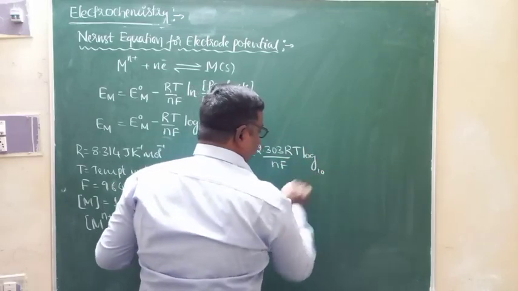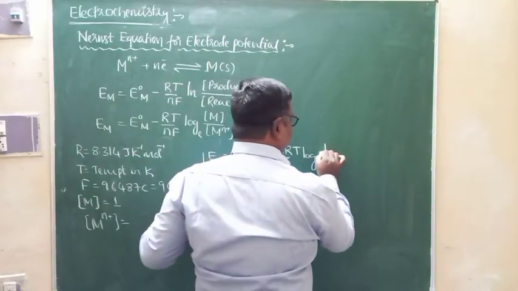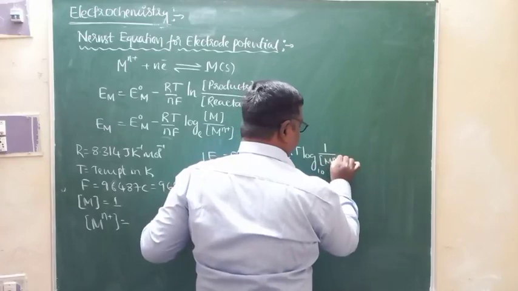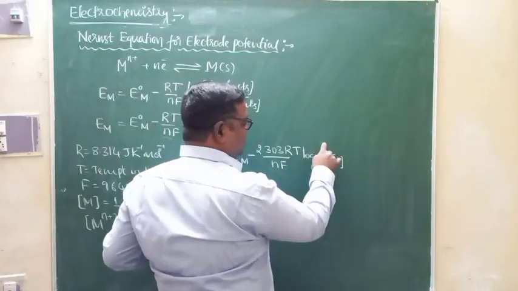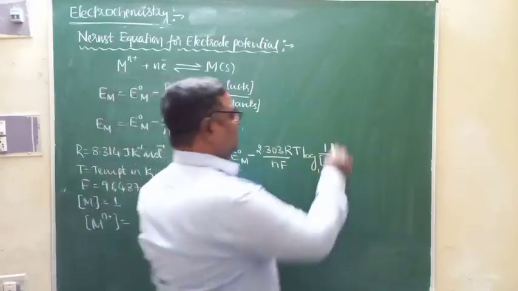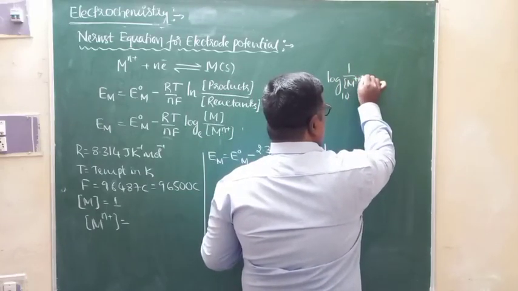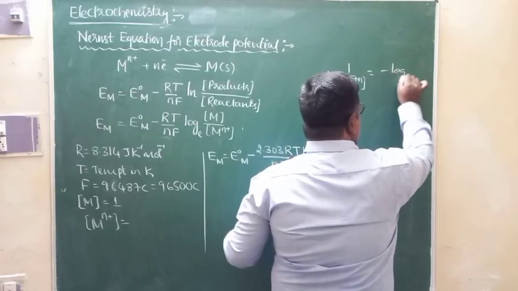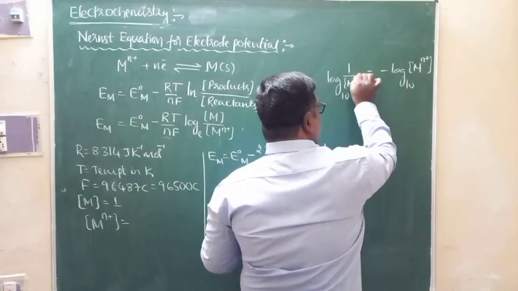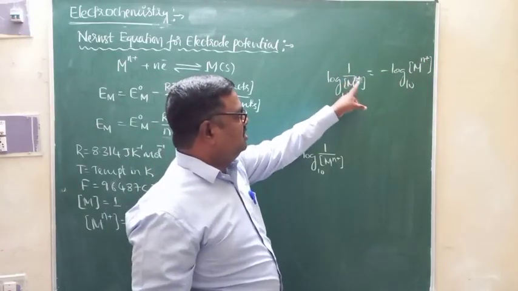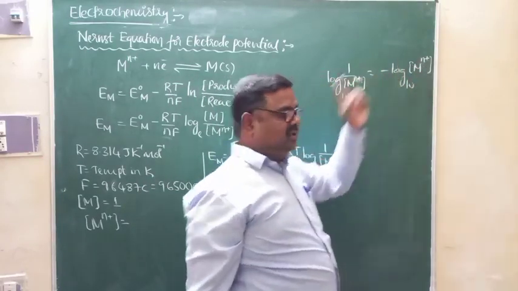Log to the base 10 of the molar concentration of solid metal, which is taken as 1, divided by the molar concentration of metal ion. That is log to the base 10 of 1 by the molar concentration of metal ion, which is equal to minus log to the base 10 of the molar concentration of metal ion. We can write it like this.